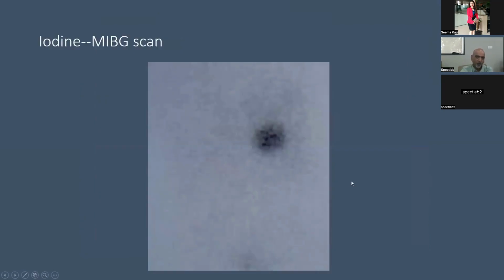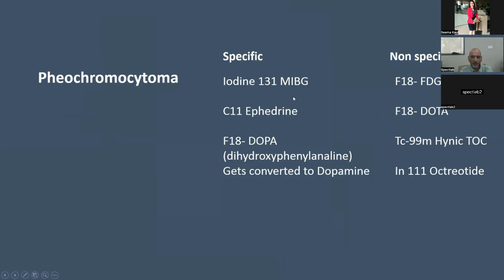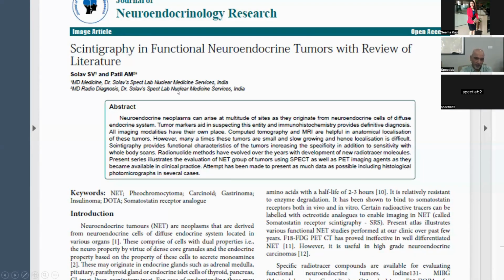be pheochromocytoma. That's another highly specific agent, iodine labeled MIBG for pheochromocytoma. That's a tumor sample. And these are the isotope molecules which are used to diagnose pheochromocytoma. The specific ones are MIBG, carbon-labeled ephedrine, and DOPA, and non-specific being DOTA, FDG, and octreotide. This is one of our papers.